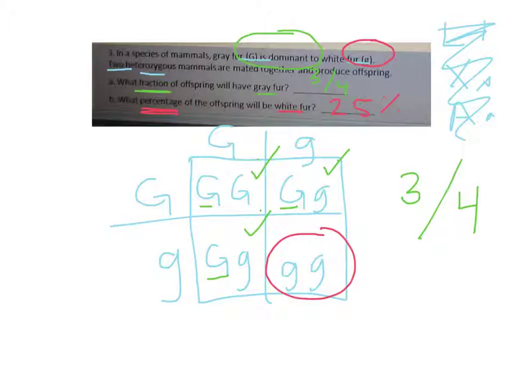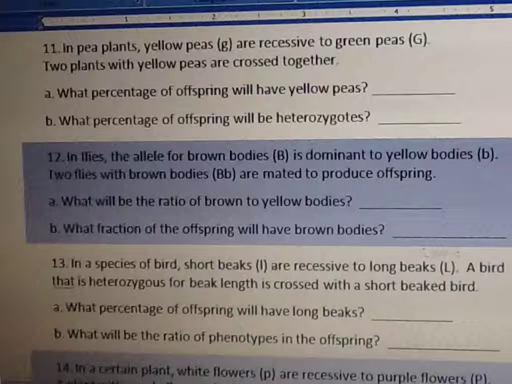We're going to do the next 3 all together. Flip to the back of your sheet. I want you to start at number 11. Okay, number 11. Yellow peas are little g, recessive. Green peas are big G's. 2 plants with yellow peas are crossed together. So, if you draw a small Punnett square, because I'm going to do all of them on the same page, right?